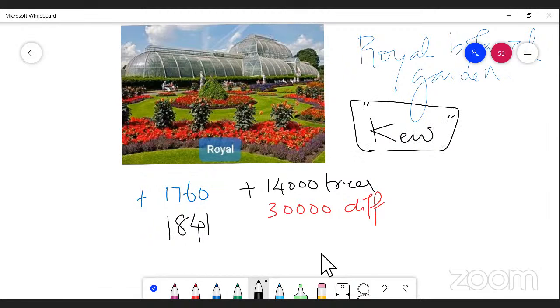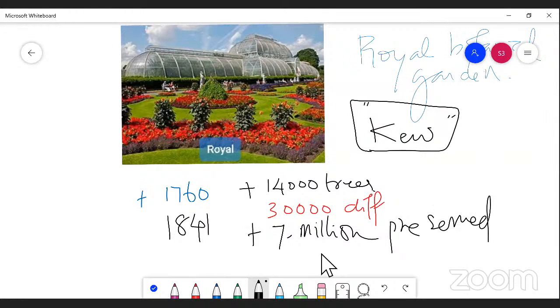It is a non-departmental body of London that encloses 30,000 different plant species which are preserved. In addition to that, it also possesses 7 million preserved specimens. 7 million, just imagine. 7 million preserved specimens are available in the Royal Botanical Garden, right?